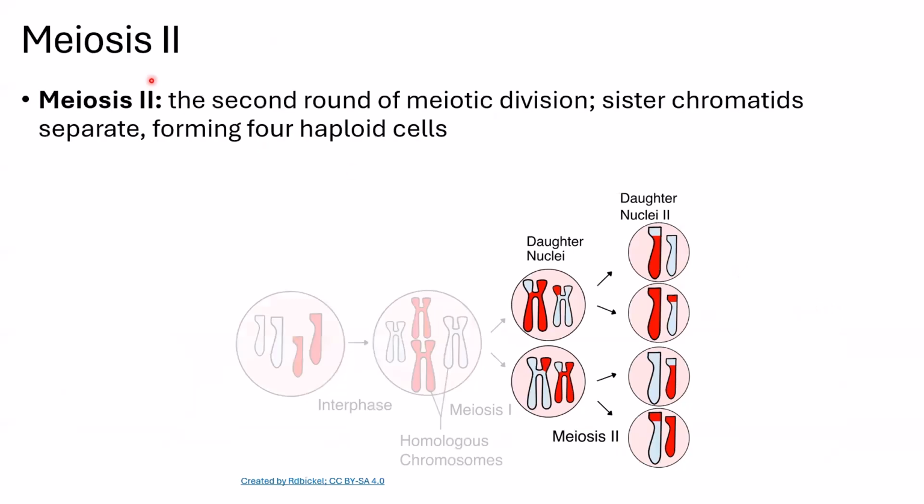Meiosis 2 is the second round of meiotic division. This is when the sister chromatids separate, resulting in 4 haploid cells. There is no DNA duplication event between meiosis 1 and meiosis 2, allowing the cells to remain haploid.